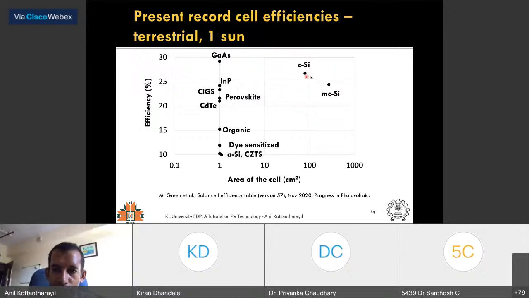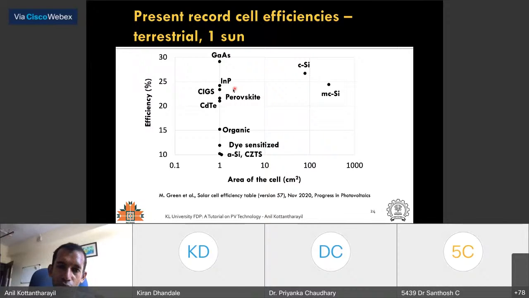Now an important distinction is that you can see the area of these cells is very large compared to what you have here. That's very important, because if you want high efficiency and large area, the technology to go for is crystalline silicon. For example, cadmium telluride cells are 1 centimeter square area. CIGS at 23.5% is the highest efficiency at the cell level.